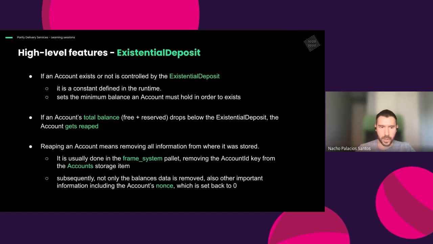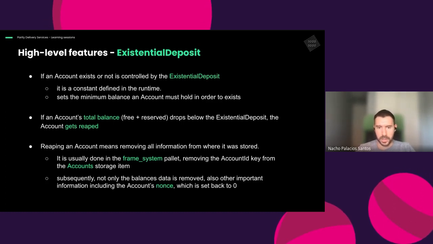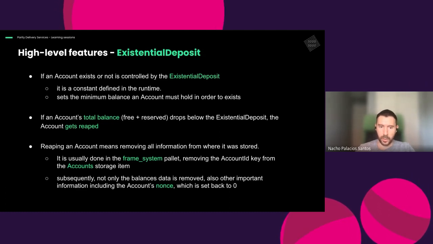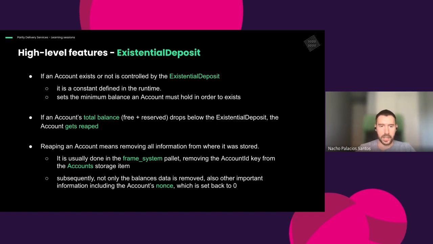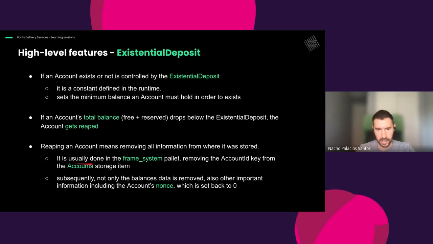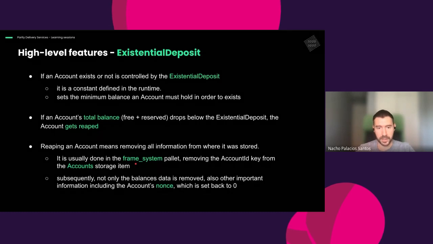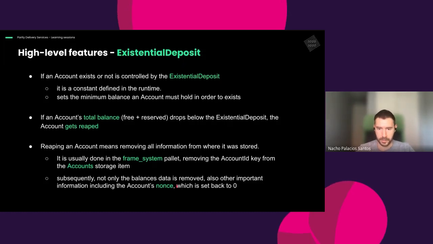What does it mean? Reaping an account means removing all information from where it was stored. It's usually done in the frame system pallet, removing the account ID key from the account's storage item. Subsequently, not only the balances data is removed, also other important information, including the account's nonce, which is set back to 0. We'll see this later in the code walkthrough. So this is how both pallets, balances and system, are strongly interconnected. Basically, the balances data is stored in the system, in the frame system.